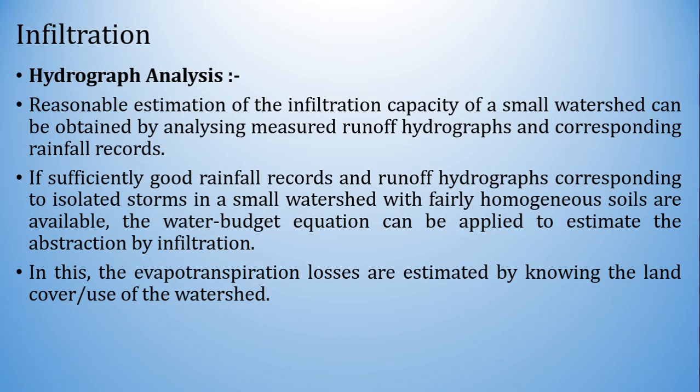Then the hydrograph analysis. A reasonable estimation of the infiltration capacity of a small watershed can be obtained by analyzing measured runoff hydrographs and corresponding rainfall records. If sufficiently good rainfall records and runoff hydrographs corresponding to isolated storms in a small watershed with fairly homogeneous soils are available, the water budget equation can be applied to estimate the abstraction by infiltration. In this, the evapotranspiration losses are estimated by knowing the land cover or land use of the watershed.